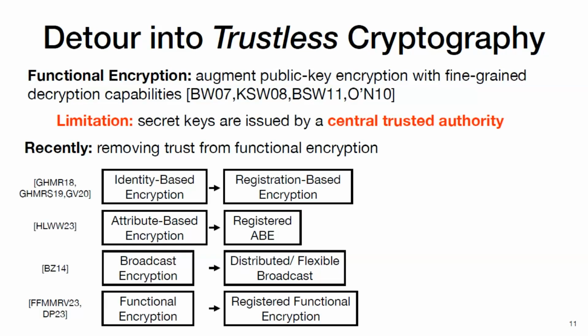And to give some examples, for identity-based encryption, there's a notion of register-based encryption, where users, instead of getting their keys from a trusted authority, can generate their own keys, and you just need a central aggregator to aggregate users' keys together. Similarly, this has been shown for attribute-based encryption and full functional encryption.